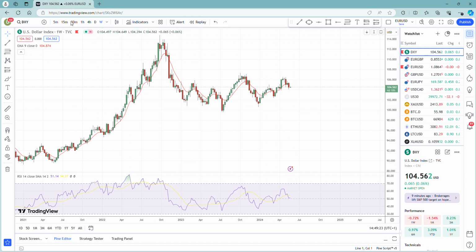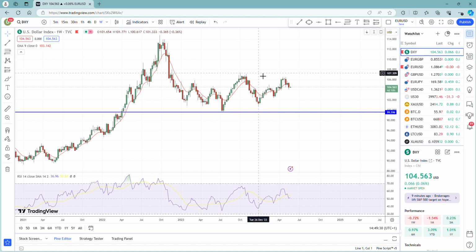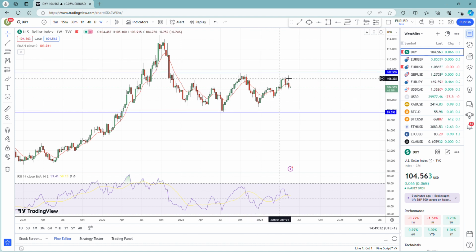So what you want to do is you start on the weekly time frame. You want to trap the price between two levels. You want a support and resistance. So you got your support and resistance there. So you know price is going to travel between these two levels on a weekly.